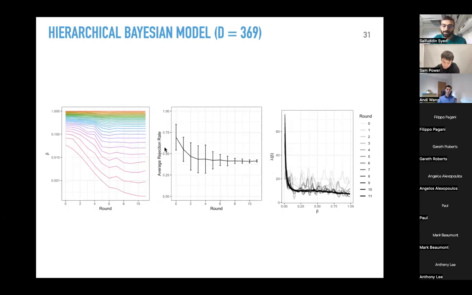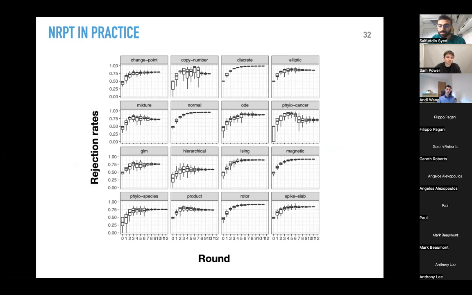In practice, we find that again, the rejection rate starts to stabilize as the rounds increase. And so does the communication barrier. We benchmarked this in our paper across 16 different models, ranging from a baby toy Ising model to a 190-something thousand dimensional ovarian phylogenetic cancer inference problem. And we see, in pretty much all of these situations, that the algorithm stabilizes at roughly 10 rounds. And each round, we're doubling the number of iterations in this case.